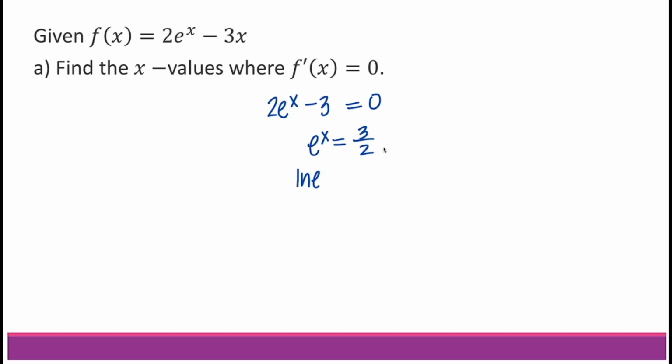So if we take the natural log of e to the x and the natural log of 3/2, the natural log of e to the x is just x, so x is the natural log of 3/2.